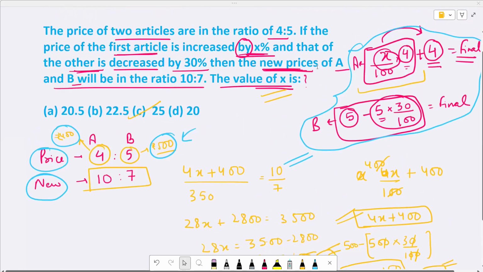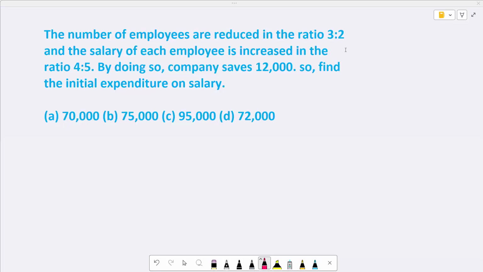So let's continue with the next question. Moving on to the next question. This question says the number of employees is reduced in the ratio 3:2 and the salary of each employee is increased in the ratio 4:5. By doing so, the company saves rupees 12,000. Find the initial expenditure on salary.